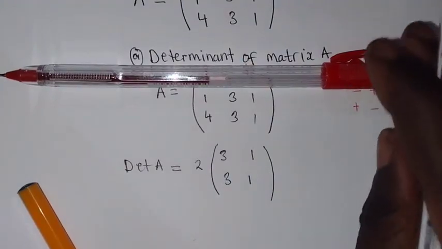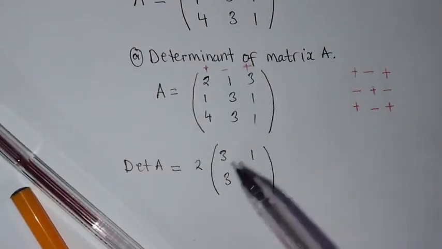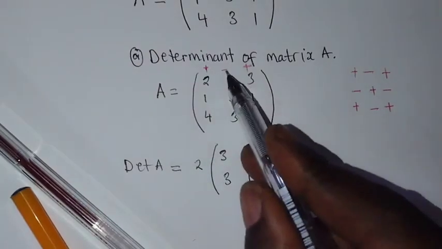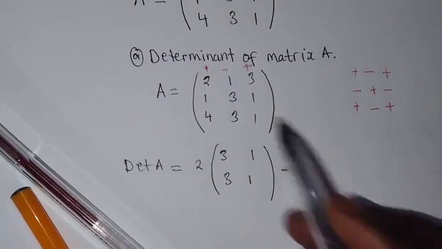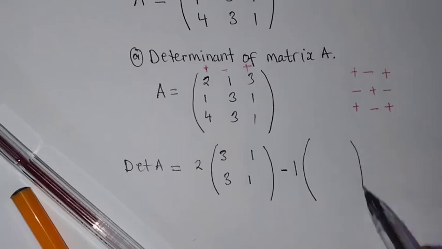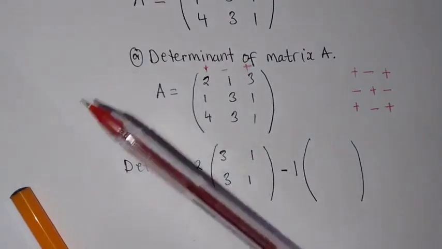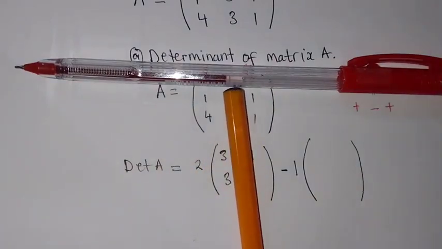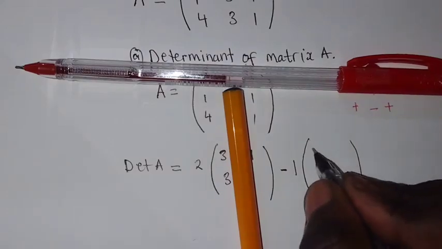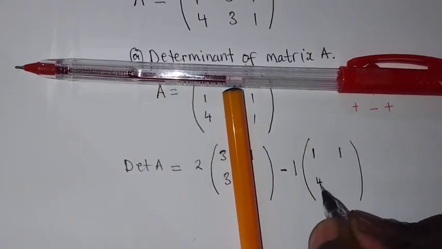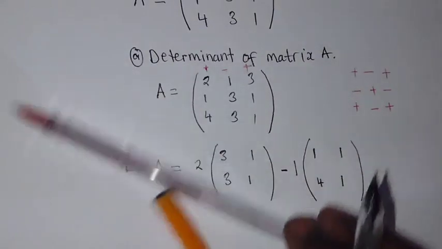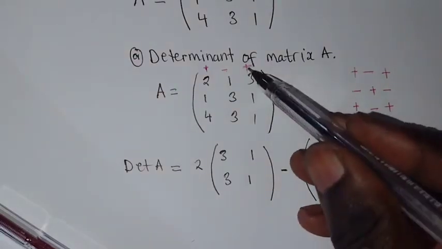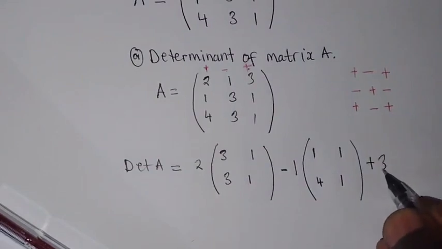Remember, the first sign is a plus, so there's no need to put a plus here. The second sign here is a negative, so you write a negative and a 1, which is right here. Again, you do the same: you cover the entire row and the entire column like this. You can see we are remaining with 1, 1, 4, 1. We come to the third element, which is a 3 right here. So what sign is it having? It's a plus. So you write plus 3.